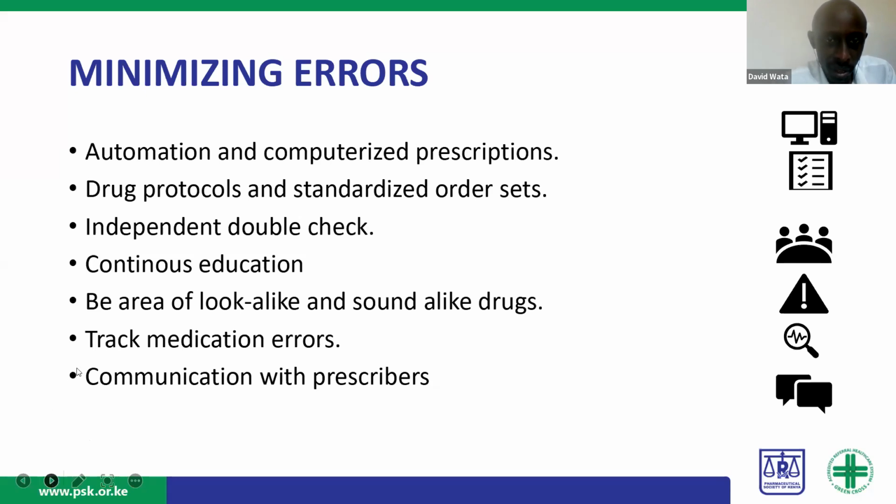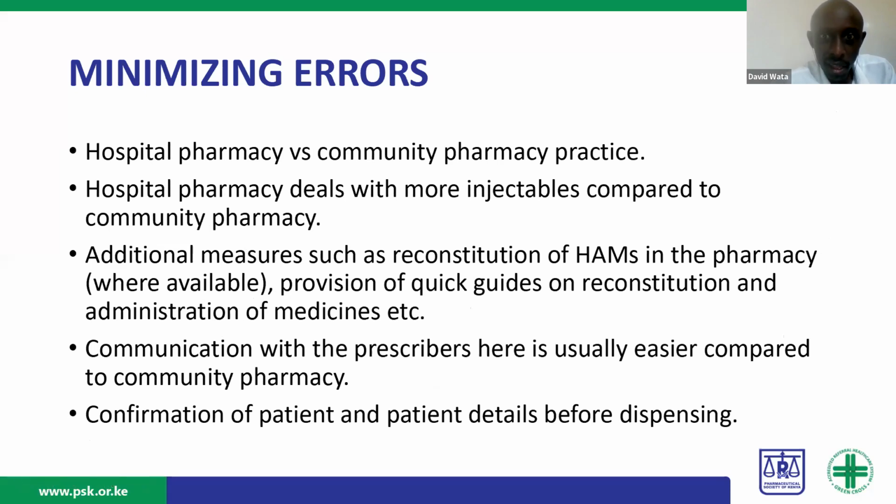So, the next slide, please. I've talked a little bit about reconstitution of high alert medicines in the pharmacy. This one will require extra facilities. In your pharmacy, you may need to have laminar flow hoods, or if you don't even have those, you can provide some quick guides on reconstitution and administration of medicines to the nursing staff in the ward, so that they're able to do reconstitution, especially the addition of some high concentration electrolytes, which they may not understand very well. It's important to provide some of this information so that people are able to do the correct dilutions and the correct administration.